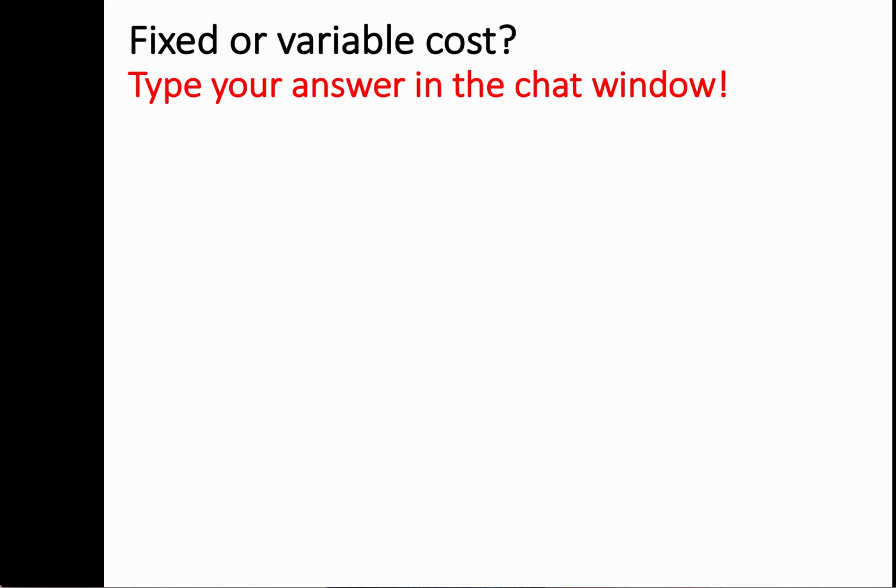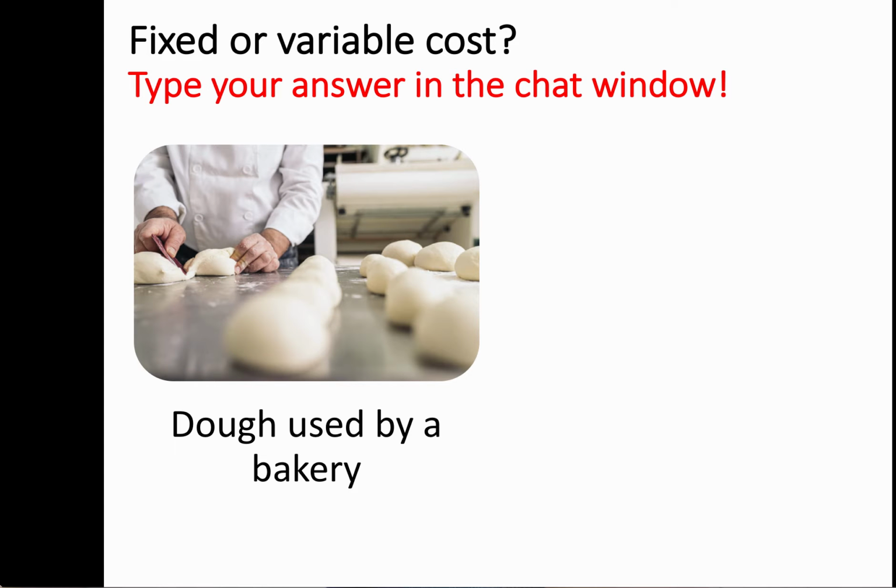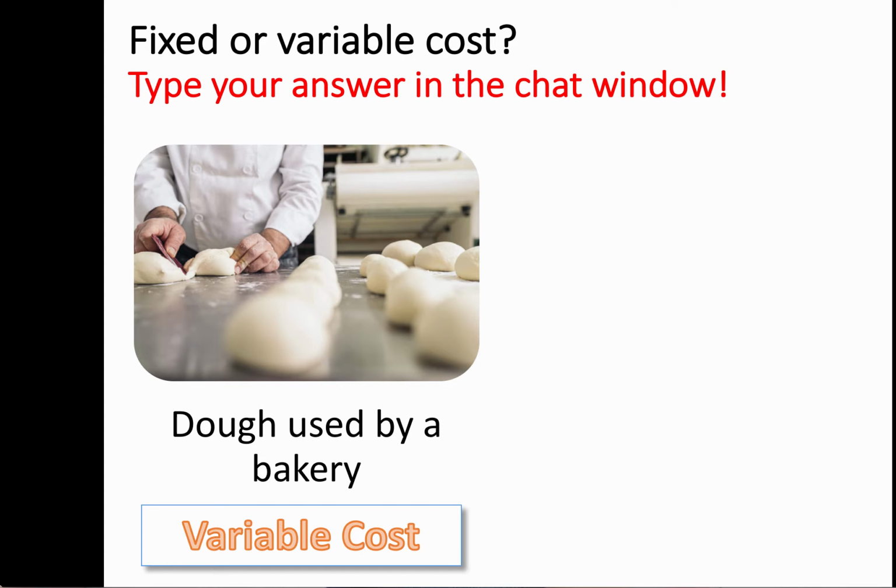I'm going to give you a few examples of costs, and you have to decide whether they're fixed or variable. I'll leave a few seconds for each of you to decide, and if you're on the live webinar, type your answer into the chat window. Here's the first one. The dough used by a bakery. Okay, that is likely in most people's estimation to be a variable cost. The more bread you make, the more dough you're going to use.